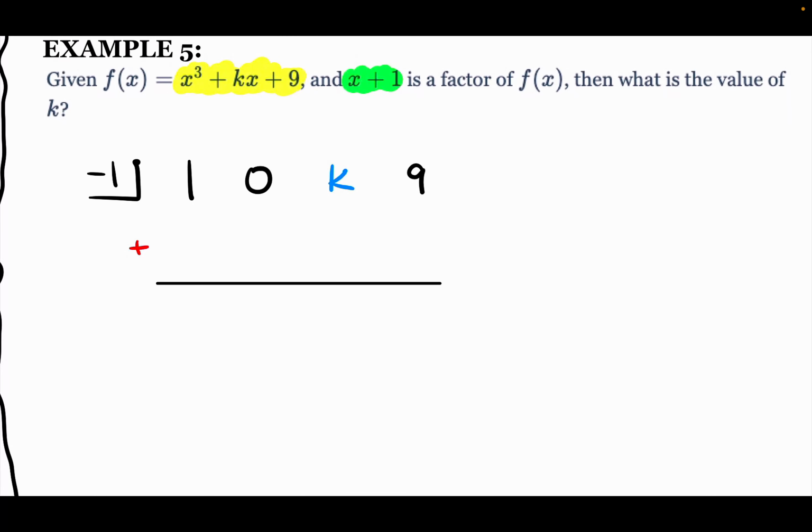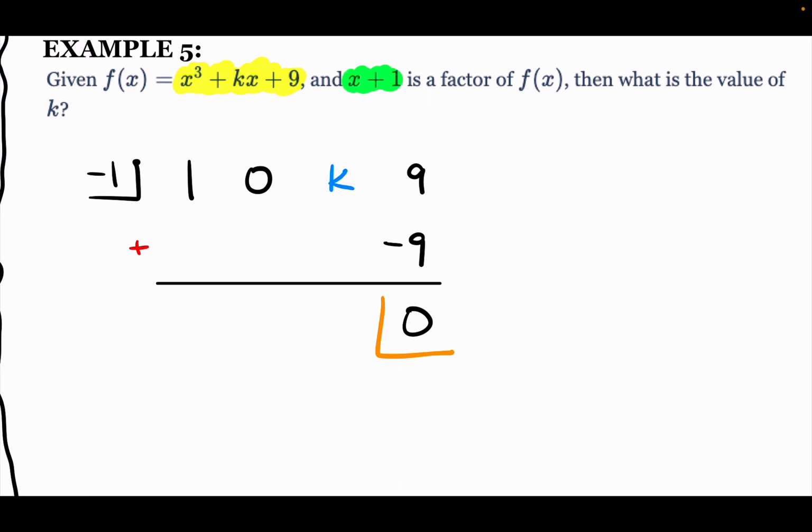Here's the thing. I already know what the answer at the end is going to be. What is this guy going to be? Has to be 0 because it's a factor. So I'm going to fill that part in right now. Since I already know that part of it, it's got to be 0. So work your way backwards. If that's a 0, what had to go above it? -9. It had to be a -9, right? Okay?